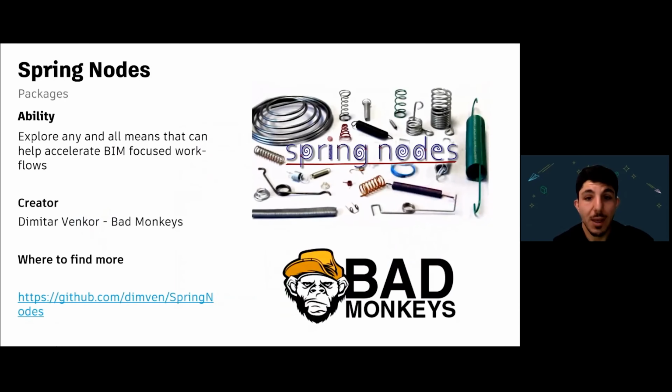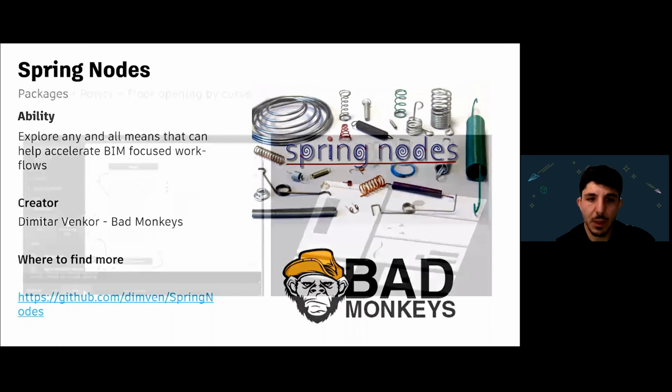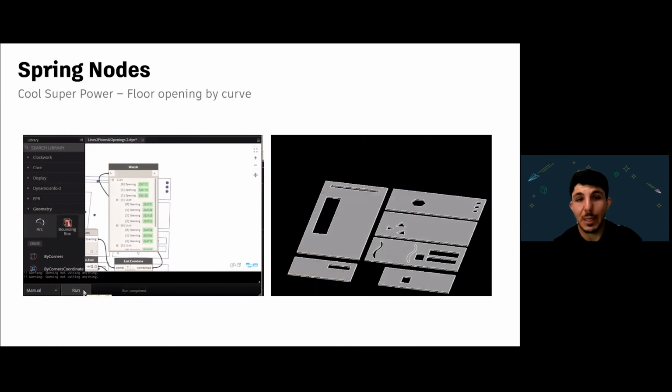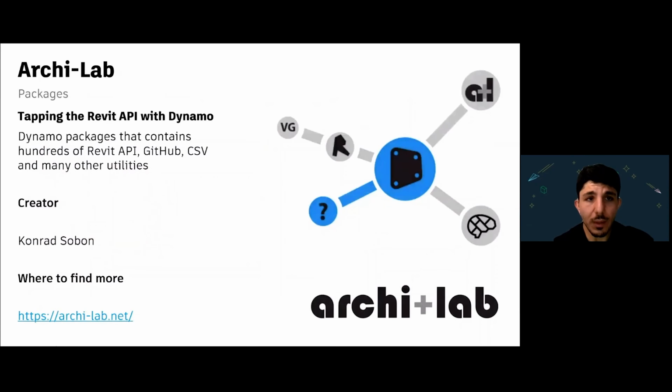everybody check out. And also associated with the Bad Monkeys supergroup here is Dimitar Venkov. He created the Spring nodes, and that can really accelerate how you do BIM workflows with Dynamo and Revit. And one of my favorite things is floor opening by curves. This is something, again, I struggle with. There are ways you can do that natively with Dynamo out of the box, but this set of nodes with the Spring nodes really helps accelerate that. So that's a cool, outstanding superpower of this node package.